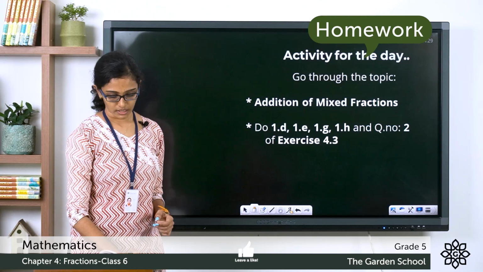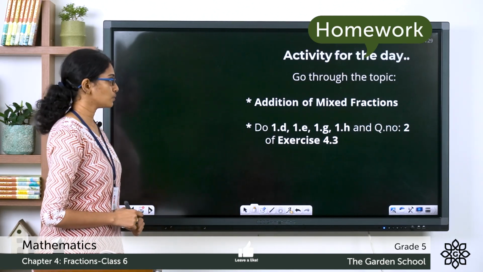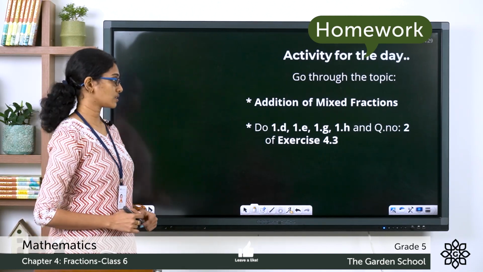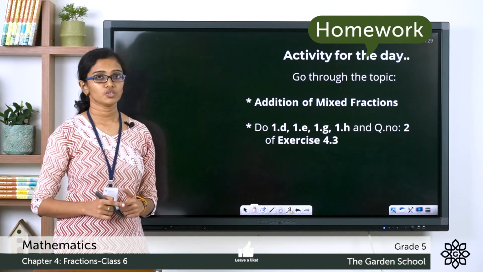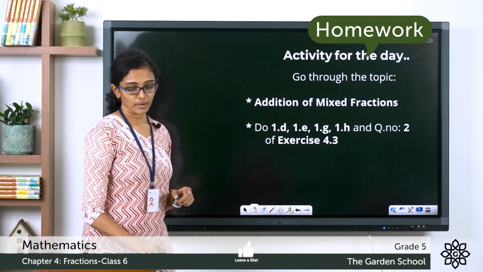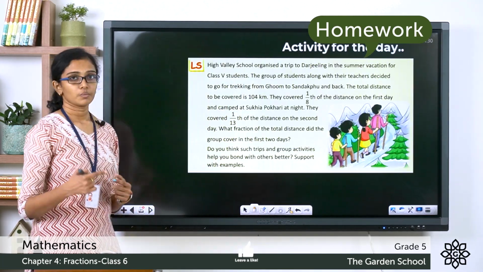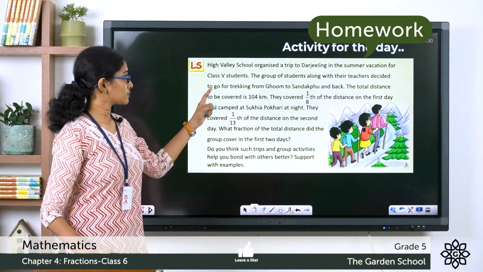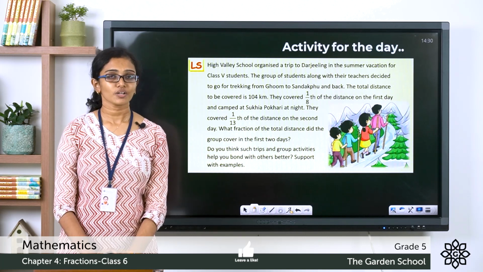Now, there's an activity for the day. You have to go through the topic addition of mixed fractions on page number 63 of your textbook. Once you have done that, you have to move to exercise 4.3. You have to do questions 1D, 1E, 1G, 1H and also question number 2 in your exercise. And once you have done that, right below exercise 4.3, you can see a box there. Go through that question as well and do accordingly.